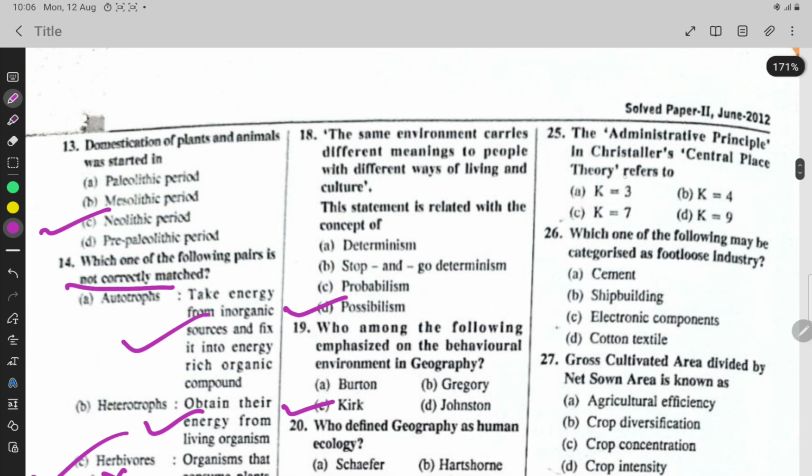The administrative principle in Christaller's CPT refers to administrative. So K3 is market, K4 is transportation, K7 is administration. So the correct option is C. Which one of the following may be categorized as a footloose industry? Cement, shipbuilding, electronic, and cotton textile. Electronic.